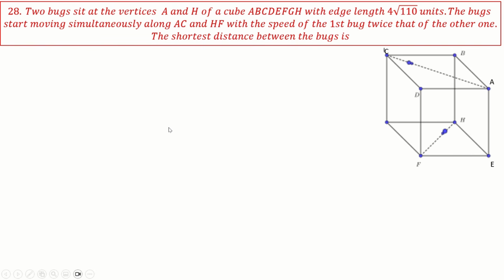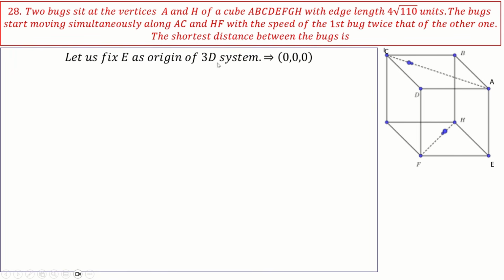So this you can solve using the coordinate system. Let us fix E as the origin of the 3D coordinate system. So coordinates of E are 0, 0, 0. Now I am interested in A, C, H and F, correct? A is only in the vertical direction. If you take this as X, this as Y, this as Z, then A has only a Z coordinate. So bug one's route is from A, which is (0, 0, S), to (S, S, S), which is here.